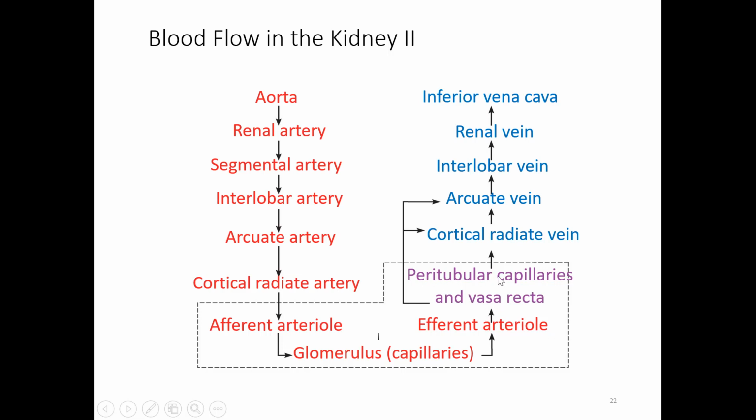It gives rise to 2 types of blood vessels, peritubular capillaries and, going all the way down, vasa recta, and then they exit as cortical radiate vein, arcuate vein, interlobar vein, the same names as for the arteries. We only don't have segmental veins. Instead, it will be the renal vein that exits the kidneys into the inferior vena cava.